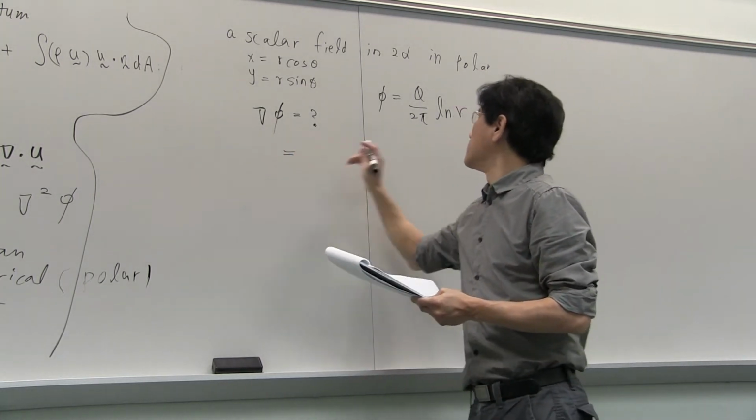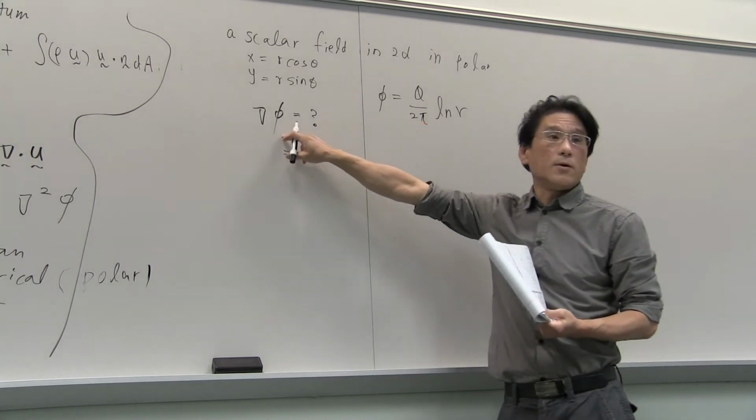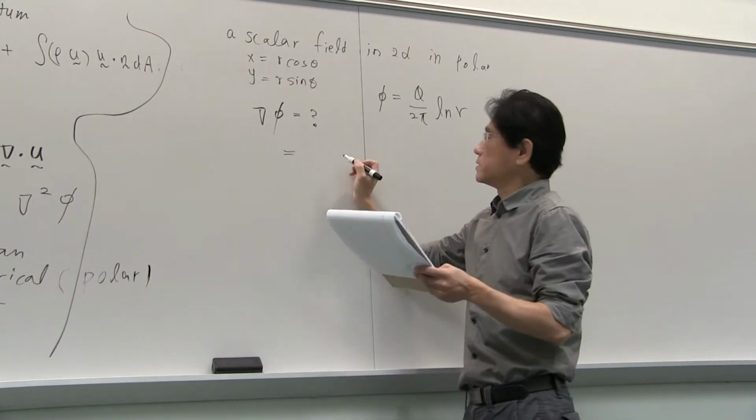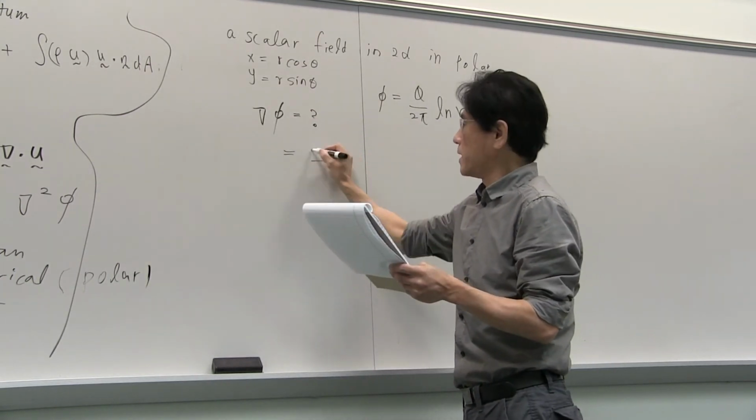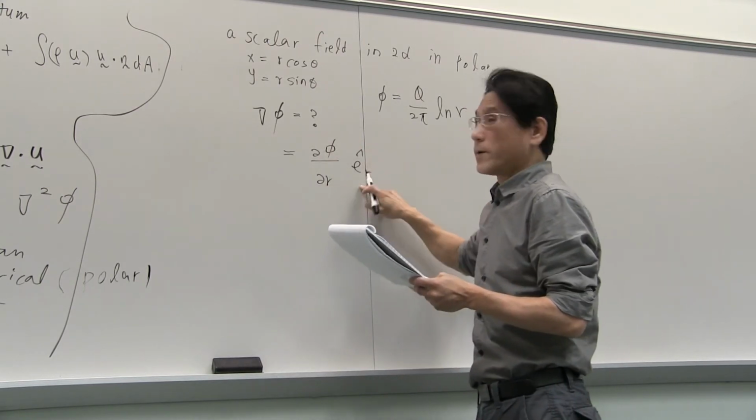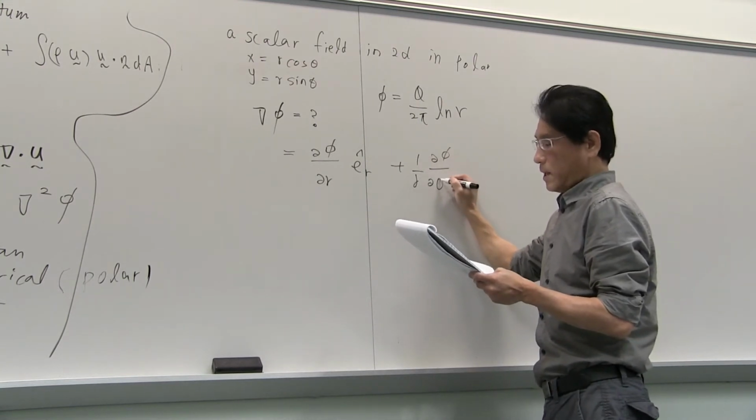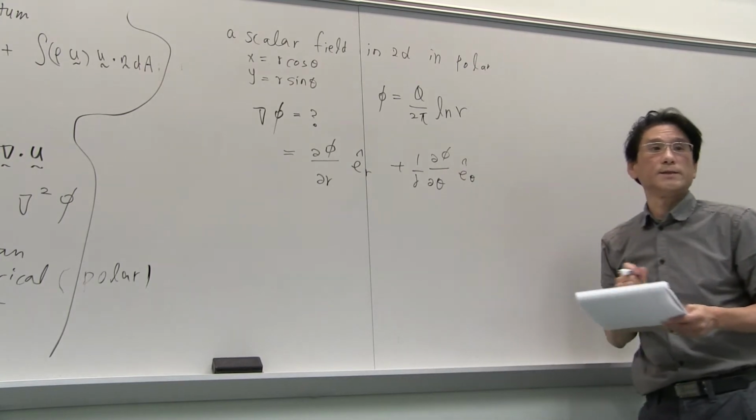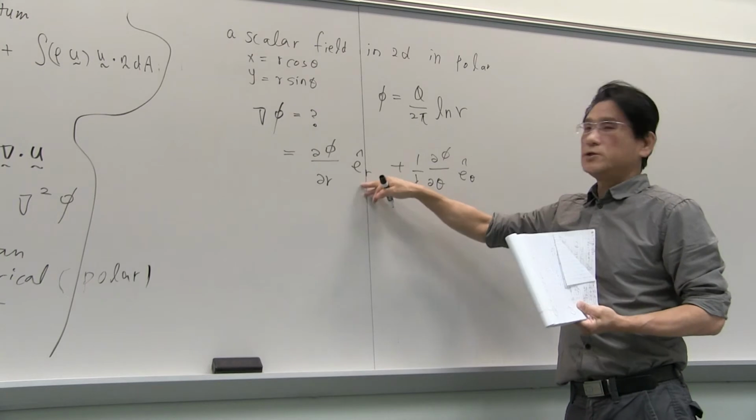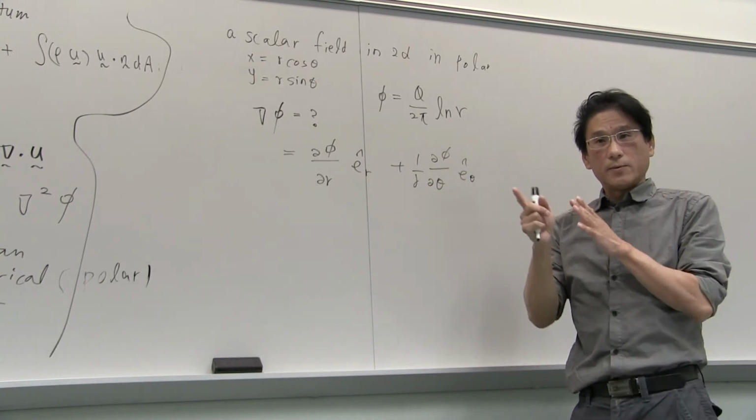Since this is in the polar coordinate system, you have to use gradient p in polar coordinates. If you write it down, gradient p is dp dr in the r direction, and then 1 over r dp d theta in the theta direction. This is the unit vector in the r direction, which means which direction you go.